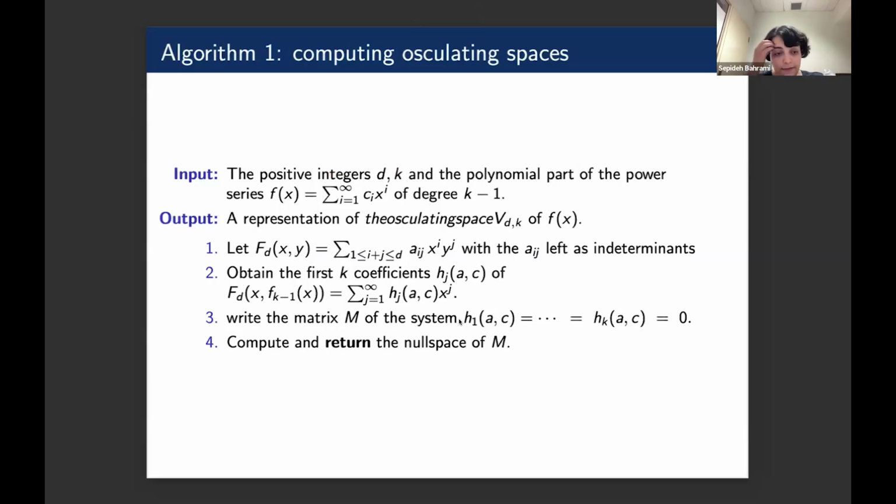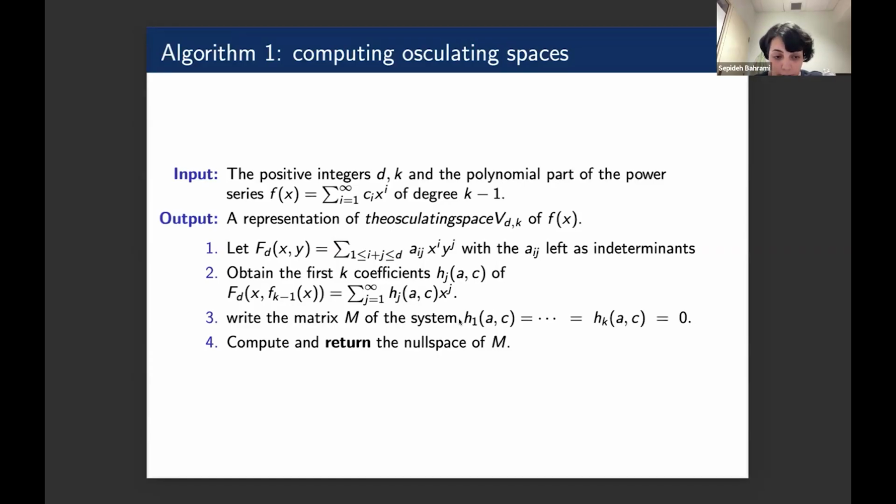Let's now discuss the first algorithm, which computes the osculating spaces. The input to this algorithm includes positive integers d and k, and the polynomial part of the power series f(x). The output is a representation of the osculating space V_dk of f(x). Here is how the algorithm works.